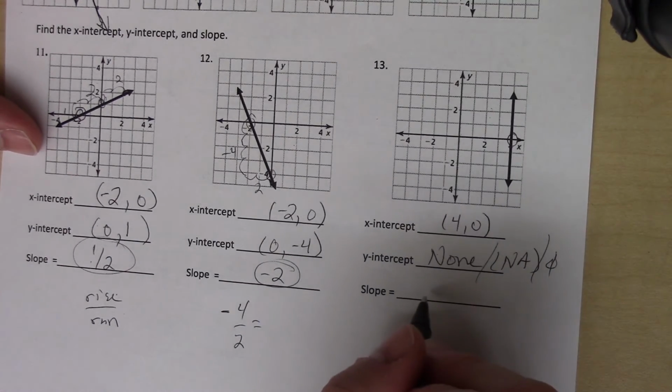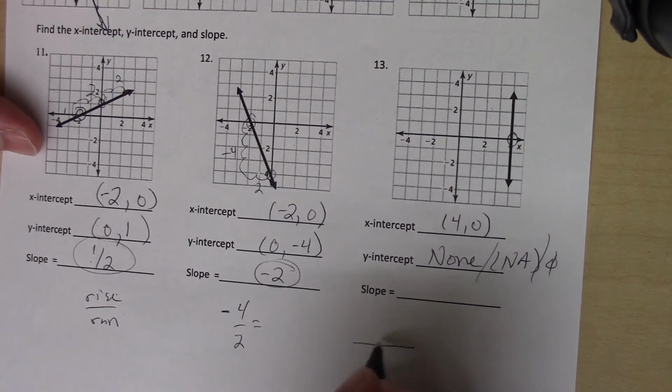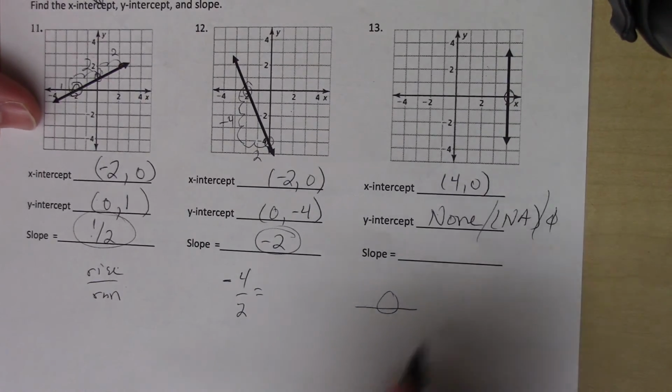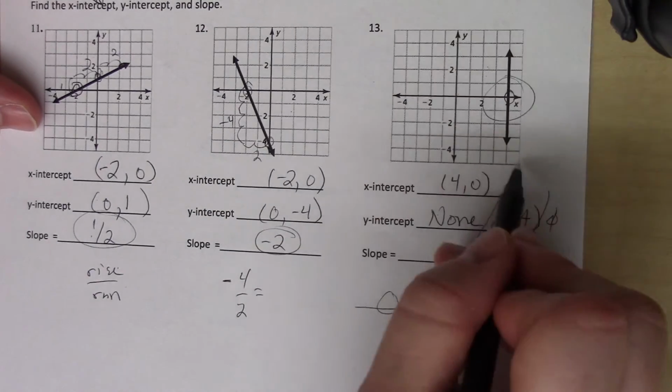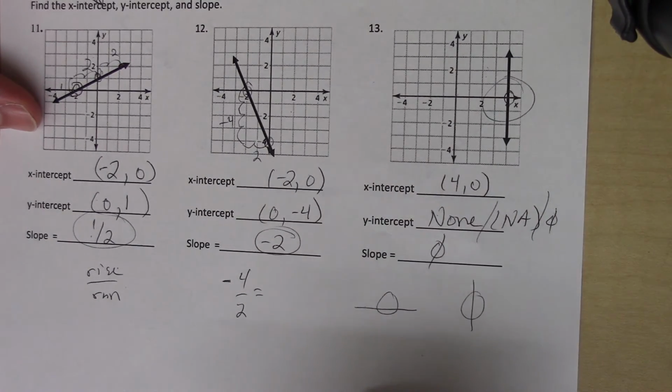The slope here, well again, when it's a line like this, that is just 0. When it's a line like this, that's the undefined symbol. So if I can put a 0 in it and it makes the undefined symbol, then it's undefined. Okay? That is the answer for that problem too.